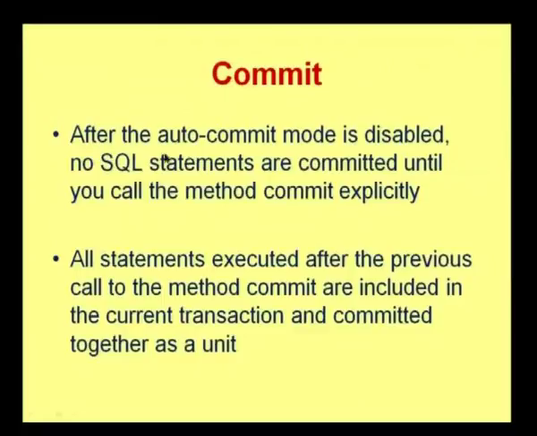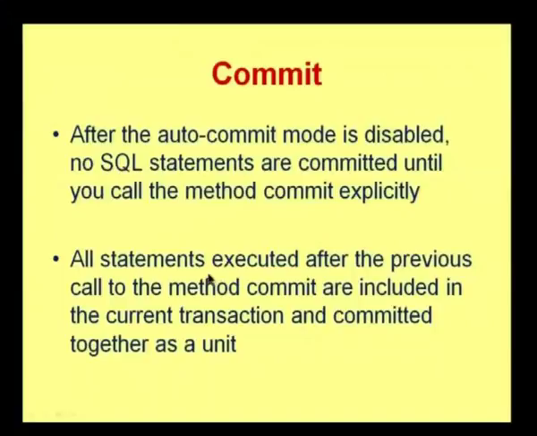In the case of commit, after your auto commit mode is disabled, no SQL statements are committed until you call the method commit explicitly. So if you had set auto commit to false, then until I give a commit, all the operations in the transaction, all the changes that you make to the database, will not be committed until you explicitly do that commit operation. Next, all statements executed after the previous call to the method commit are included in the current transaction and committed together as a unit.